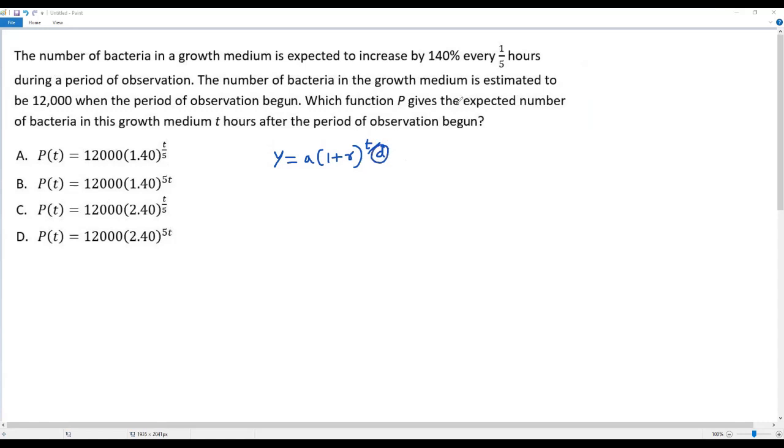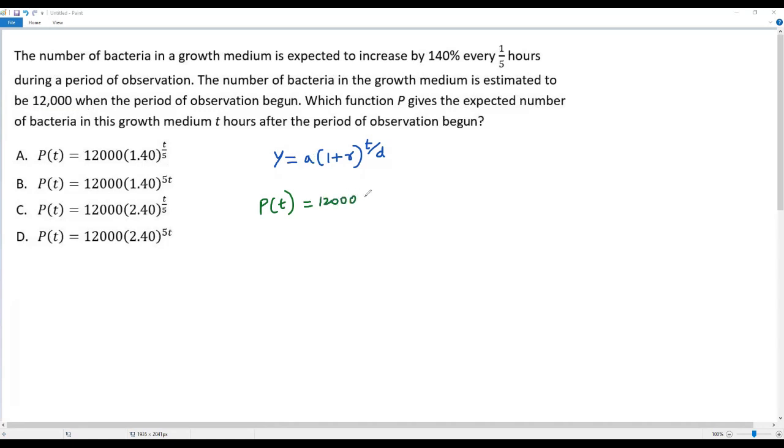In this case, the growth interval is 1/5 hours. That is, the value of d is 1/5 in the given situation. Okay, now what we can do is replace this y by P of t, which gives the expected number of bacteria. And for a, we can plug in this 12,000. That is the initial number of bacteria.